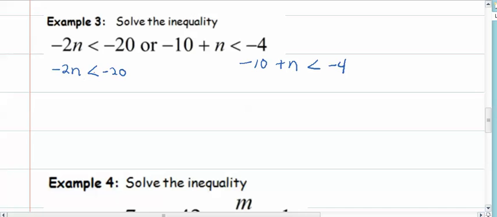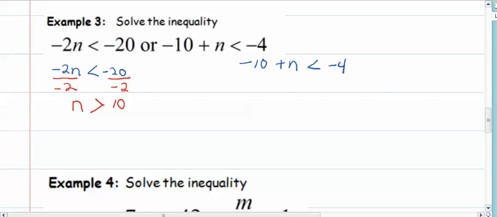So on this side, I'm just going to divide by -2. Divide this side by -2. Remember, when you divide or multiply by a negative number, flip that sign around. We have n. Negative and negative is a +10.